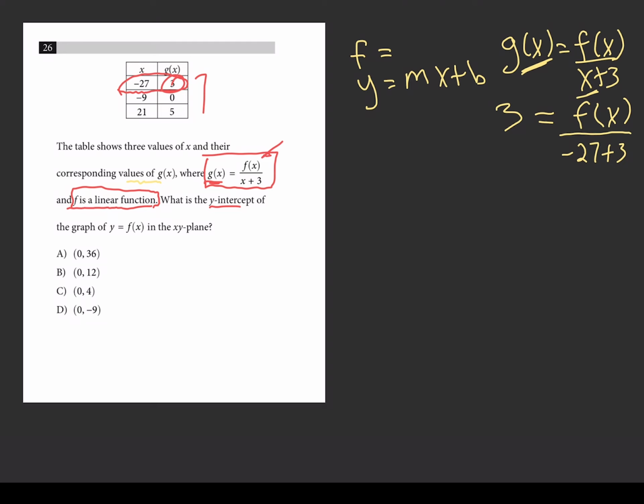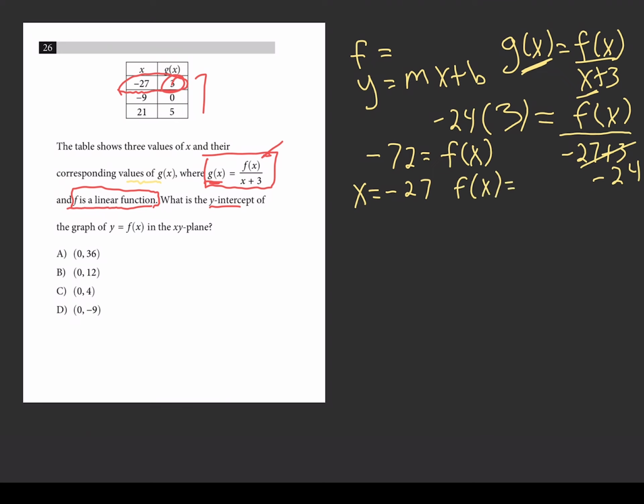And then simplifying down here, negative 27 plus 3, you get a negative 24. So if I multiply both sides by negative 24, over here I'm getting 3 times negative 24. So we get a negative 72 is equal to f of x. So now we know that, what does that mean? That means that when x is, what I put in, negative 27, so when x equaled negative 27, the f of x was the negative 72.